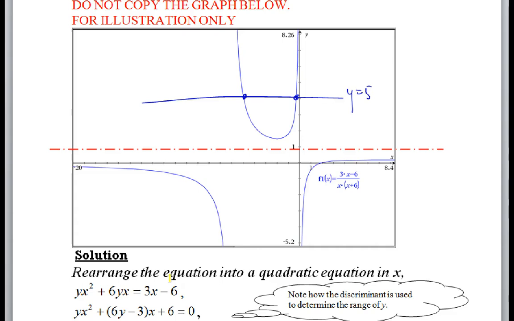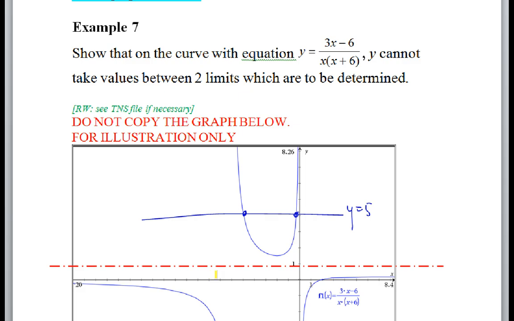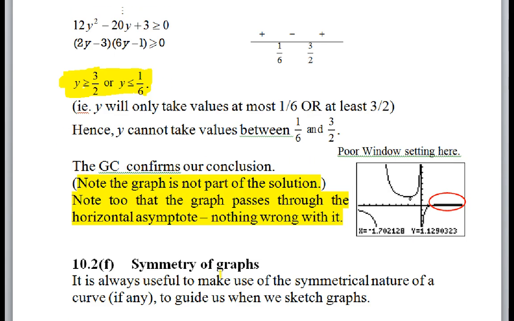So then what are the two values? Let's answer the question. Y cannot take values between the two limits. What are the two limits? 1/6 and 3/2. So the two limits which we wanted to find in the first place are: y will only take values at most 1/6 or at least 3/2. Therefore, y cannot take values between 1/6 and 3/2. Up to you.